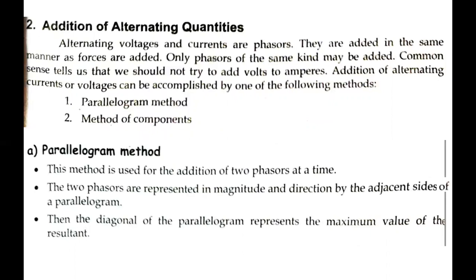Now let us see how to find out the resultant vector of several alternating quantities by using the method of components.